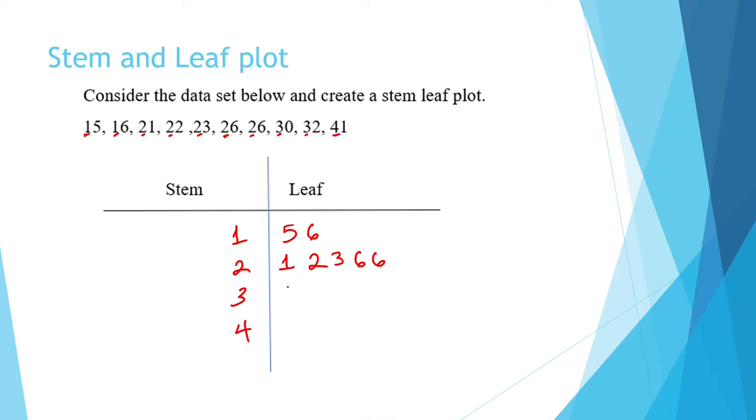We have 30, so that's going to be a stem of 3 and a leaf of 0. 32, a stem of 3, a leaf of 2. And finally, 41 is represented by a 4 for the stem and a 1 for the leaf. In this case, our leaf unit is equal to 1. That means this number on the leaf side represents the ones place. So the reader knows 1, 5 represents 15.